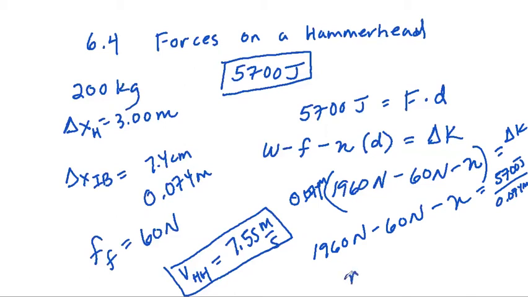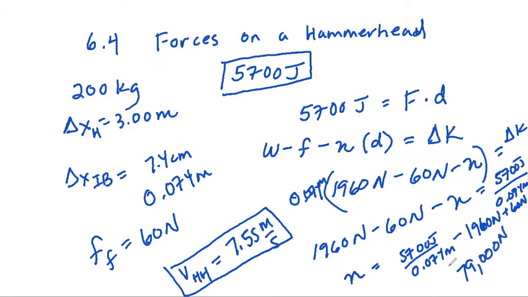So now I'm going to get N equals 5,700 joules divided by 0.074 meters, minus 19,600 newtons plus 60 newtons. And I'm going to get 79,000 newtons. Oh, and that's going to be minus N, so this is going to be plus 79,000.